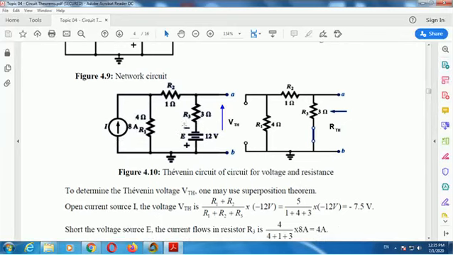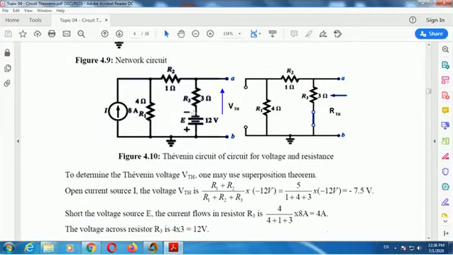Then how to find VTH? We have 2 sources. To find VTH, we may use the superposition theorem. First, we consider the voltage source and open the current source. So the VTH voltage will be R1 plus R2 divided by R1 plus R2 plus R3, times 12. This part is negative at the top, so it is minus 12. So it's 5 divided by 8, which is minus 7.5.